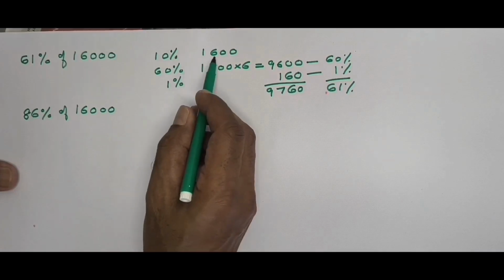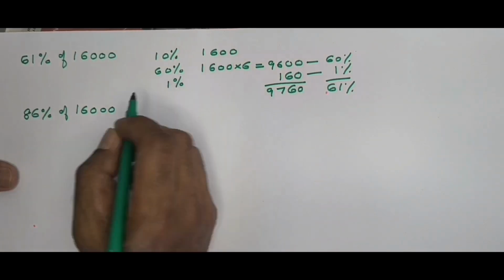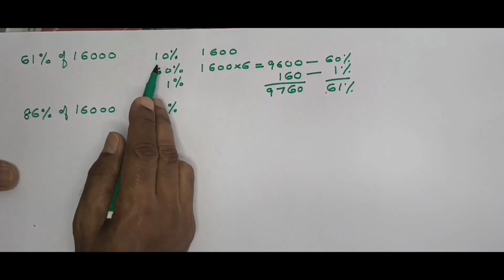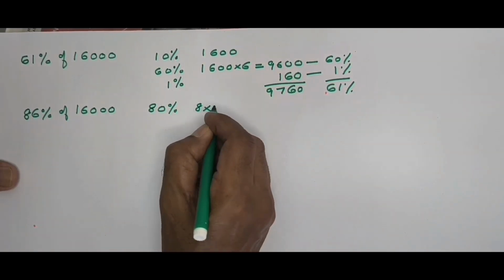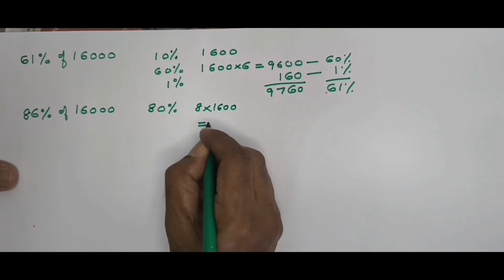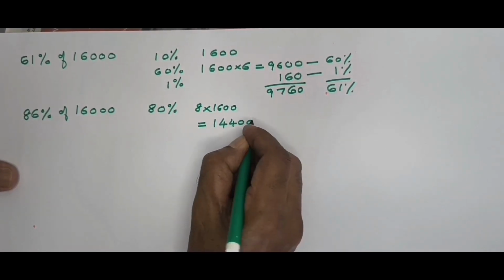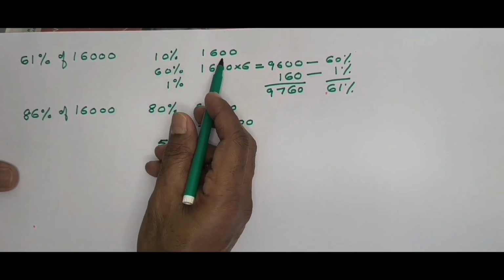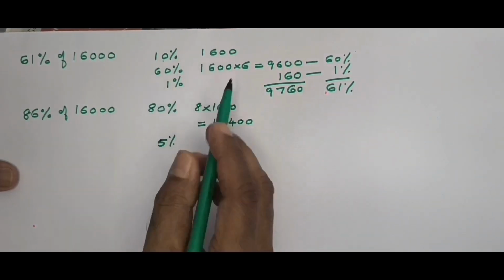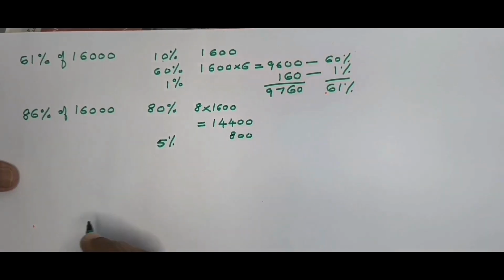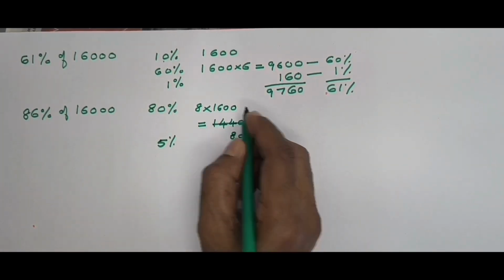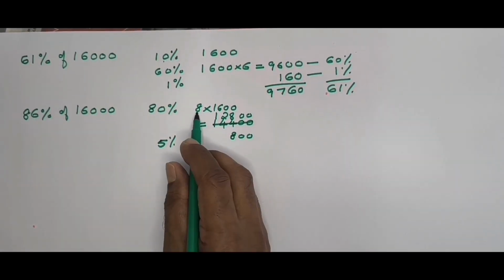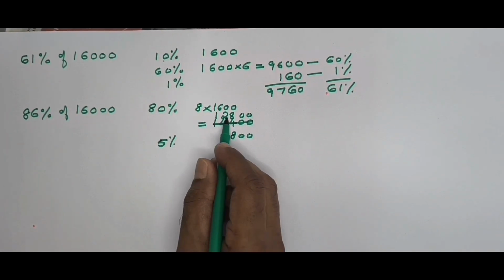So 10% we have already found to be 1600. So 80% will be 8 times 10%, rather 8 times 1600. Then we will find out 5%. See, 10% is 1600. So 5% will be half of 1600, that is 800. Sorry, I made a mistake here. This is 12800. When you multiply 16 by 8, you get 128.